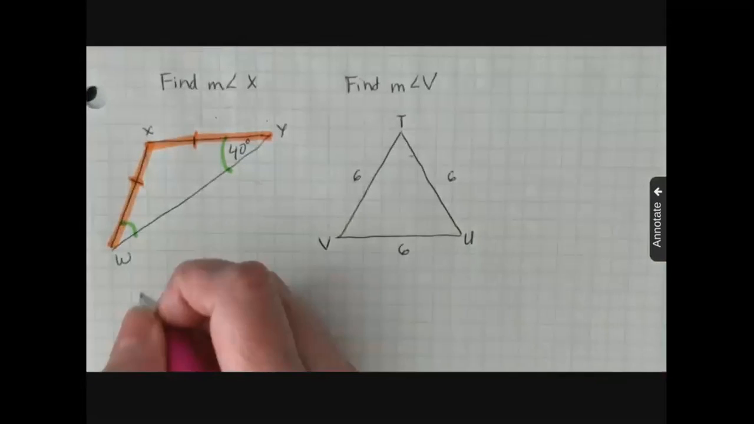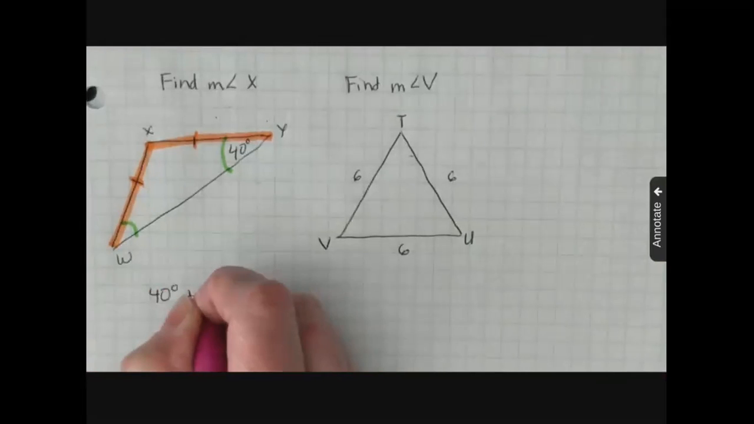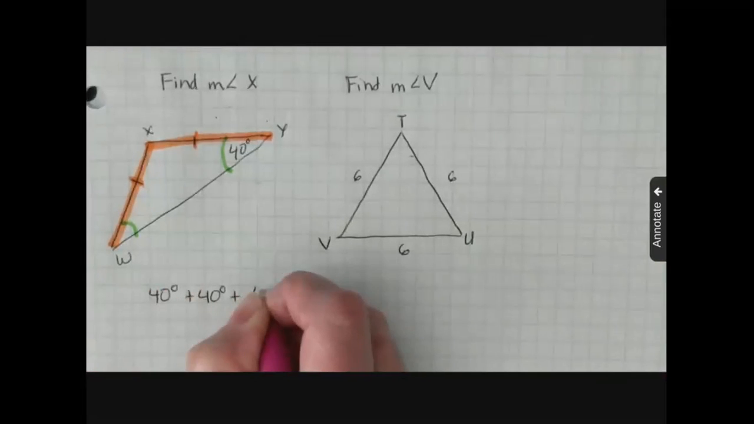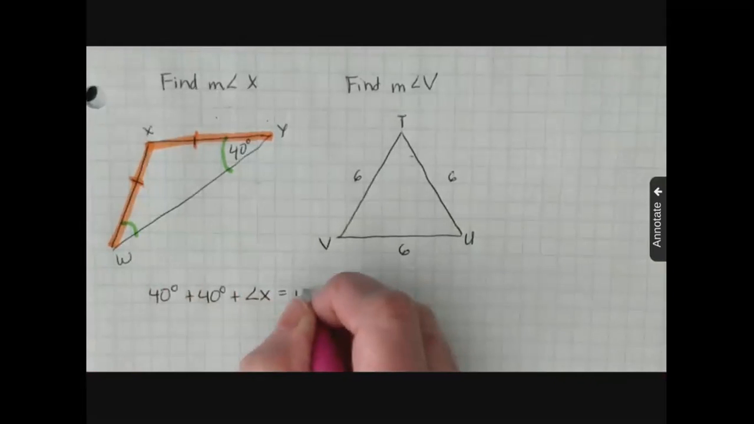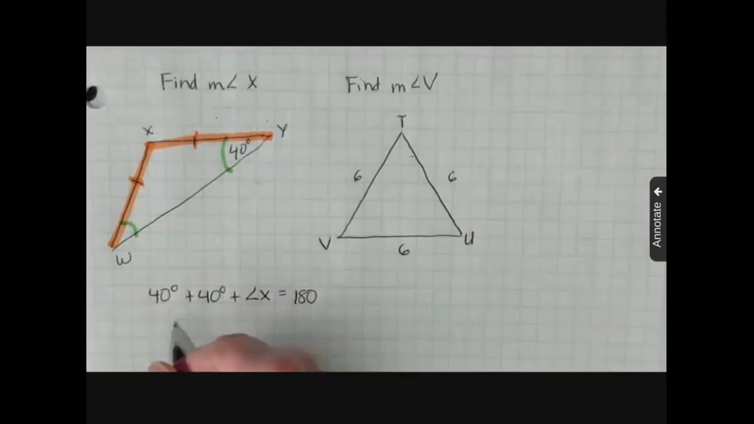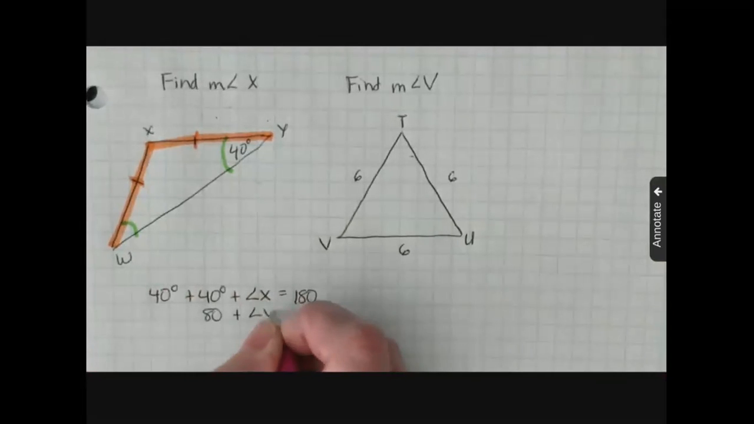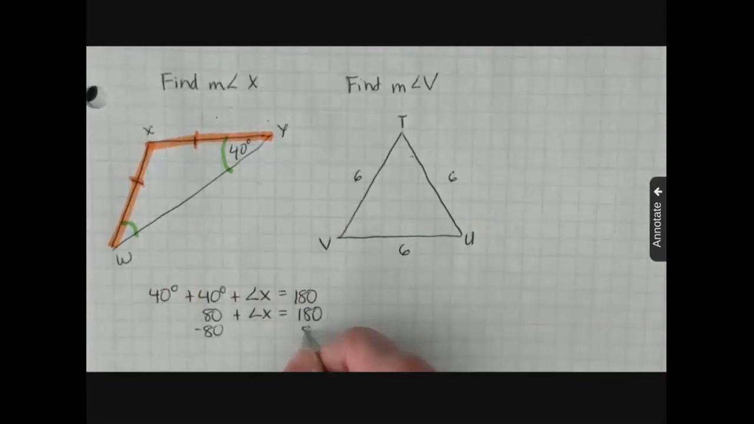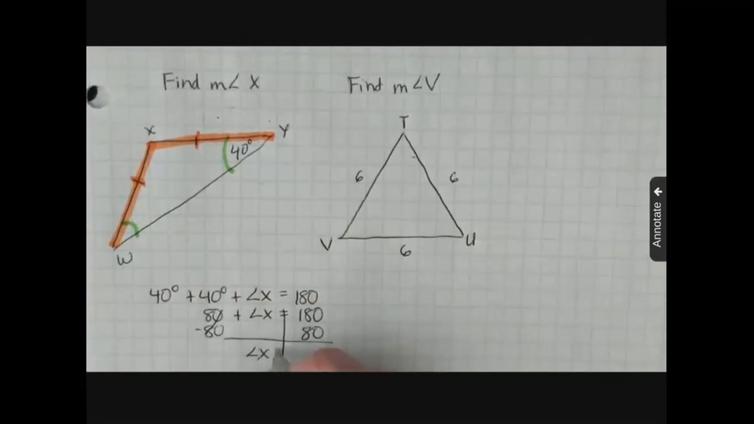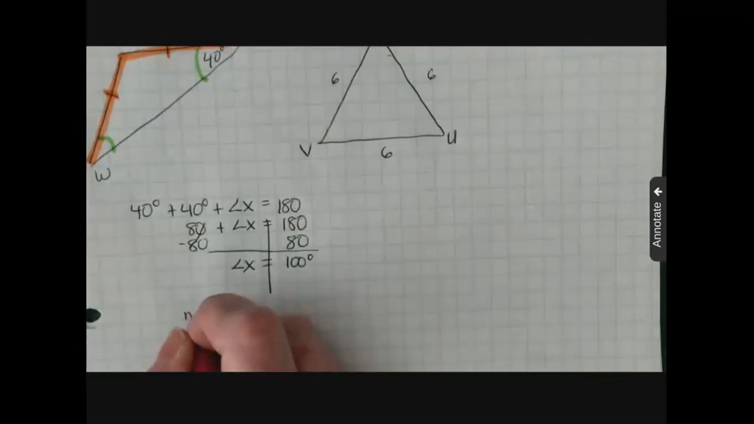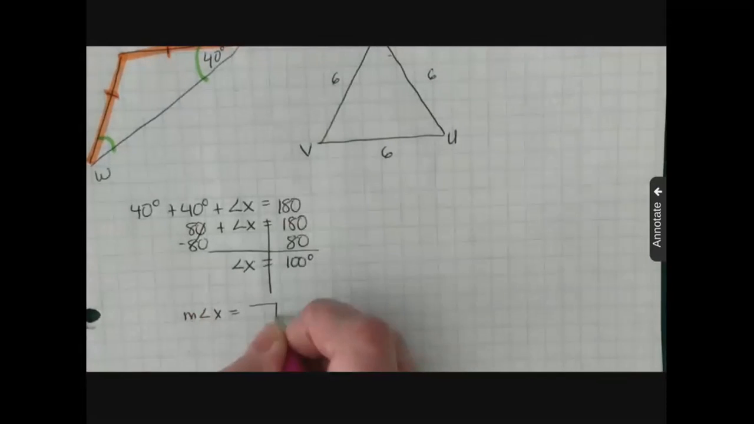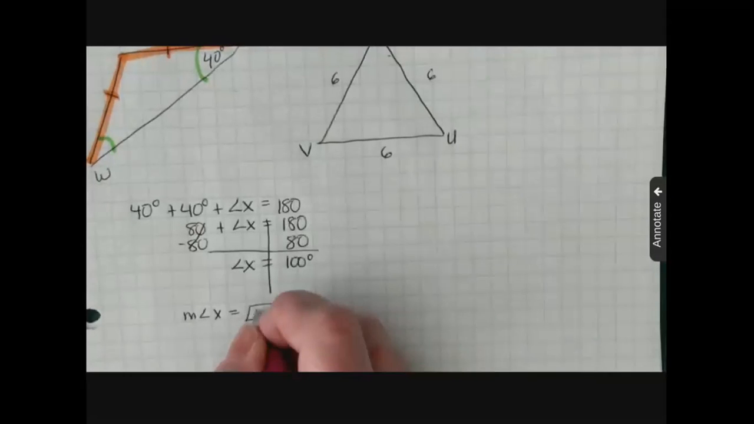So all you have to do is add 40 degrees plus 40 degrees plus angle X equals 180. You combine like terms. You subtract to get angle X by itself. And angle X equals 100 degrees. So when you type it in, it's going to have a little box, the measure of angle X equals, and it has a little degree sign, I believe, and you put 100.